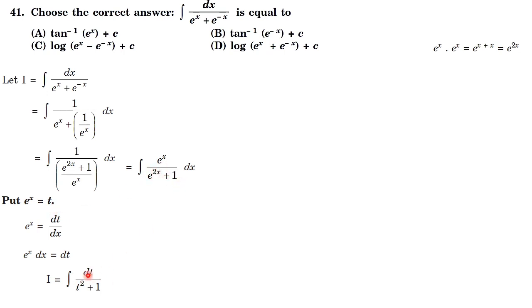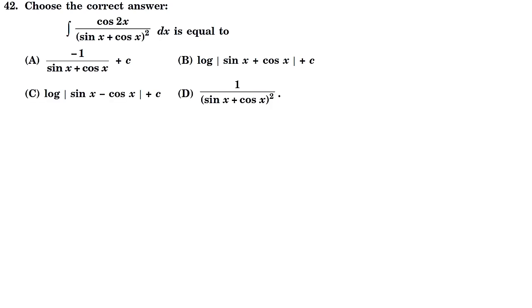Now integral of 1 divided by t square plus 1, we know clearly the integral, that is equal to tan inverse t plus c. Here there is no limit, so nothing to apply here as a limit. Tan inverse t we can substitute back, t is e raised to x, that is equal to tan inverse of e raised to x plus c. Let's see here where it is, here is tan inverse of e raised to x plus c. So option A is the correct answer.